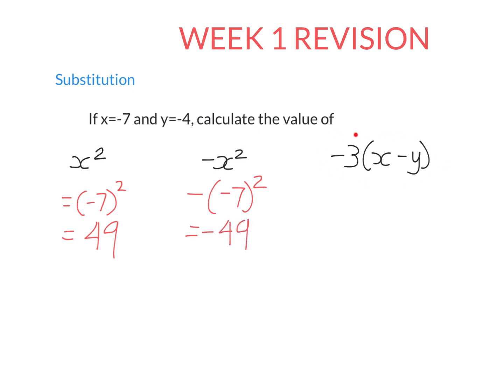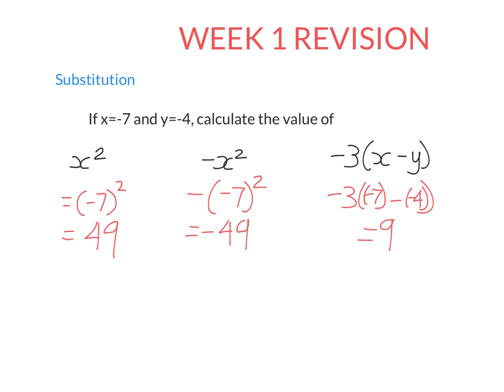So let's look at this one here. Here we're going to substitute two pronumerals. So we just take our expression and everywhere we see an x, I'm going to change that to -7. Remember, whenever you're substituting a negative, put in brackets. And everywhere I see a y, I'm going to replace that with -4. Once again, substituting a negative, put it in brackets. So you can put this straight into your calculator and you get -3 times -3, which gives you +9.